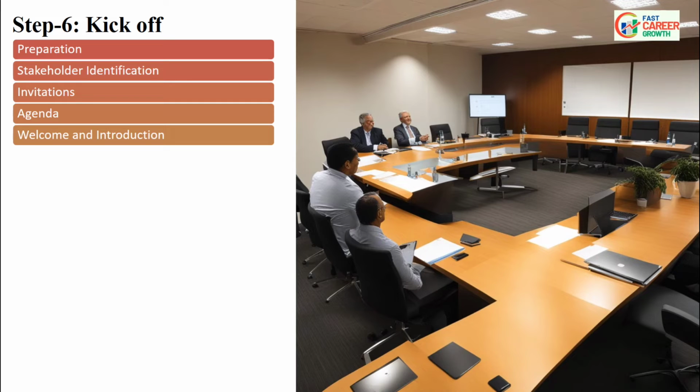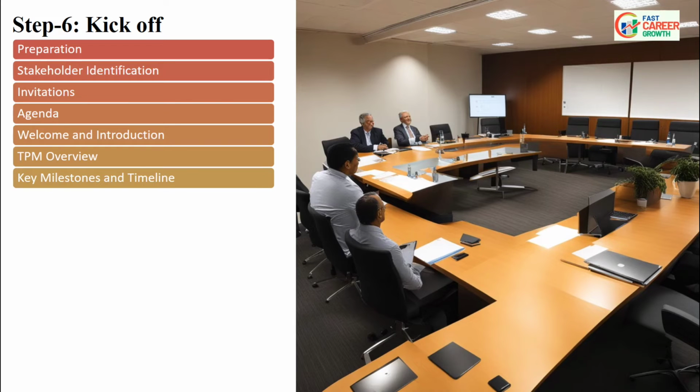TPM Overview. Provide an overview of TPM, including its objectives, scope, and significance. This helps all stakeholders understand the context of the project. Key milestones and timeline. Present the project timeline, highlighting key milestones, deadlines, and major phases. This gives stakeholders a sense of the project's timing. Roles and responsibilities. Clarify the roles and responsibilities of team members and stakeholders. Ensure everyone understands their specific roles in the project.